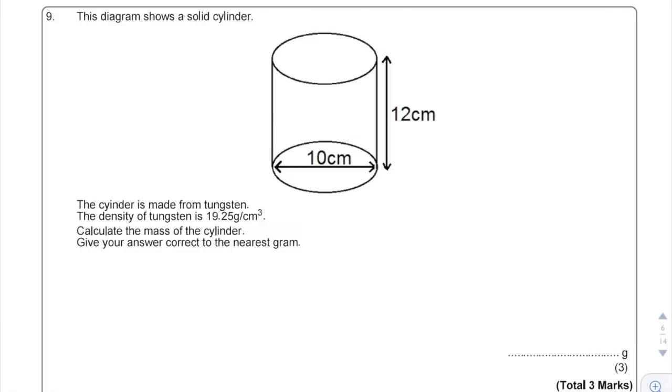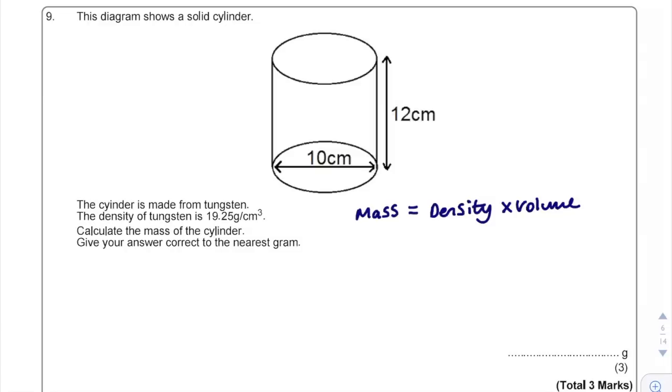Question 9 says the diagram shows a solid cylinder. The cylinder is made from tungsten. The density of tungsten is 19.25 grams per centimeter cubed. We've got to calculate the mass of the cylinder. Give your answer correct to the nearest gram. So our formula which connects mass, density and volume is mass equals density times volume. Now we know what the density is, that's 19.25 grams per centimeter cubed, but we don't know what the volume of this cylinder is, so we're going to have to work that out.